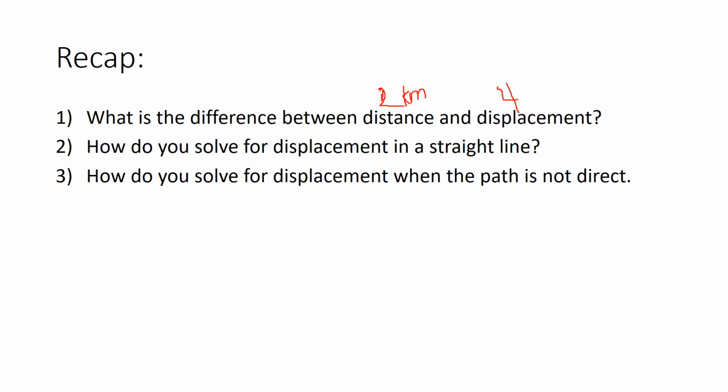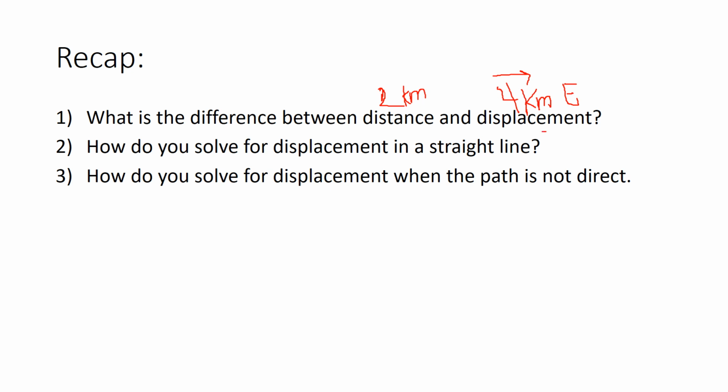So if I said, you know, we are 4 kilometers to the east, okay? And I always show a vector by drawing an arrow over it. So that would indicate that it's a vector. My mouse drawing is not the best, so just bear with me, and I'm sorry. All right, so the next one, how do you solve for displacement in a straight line?